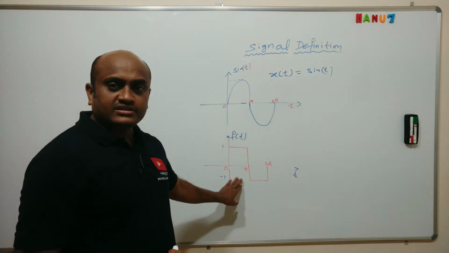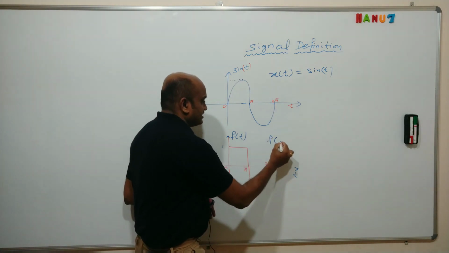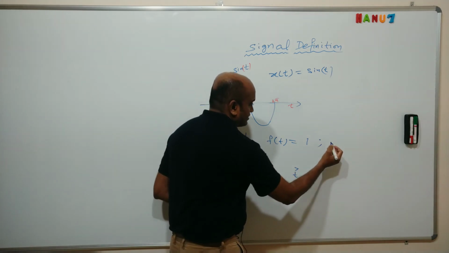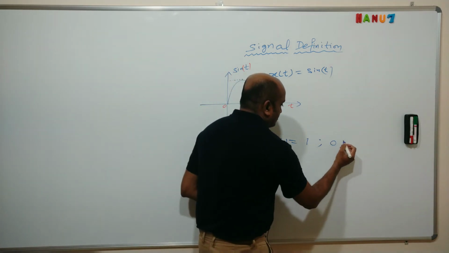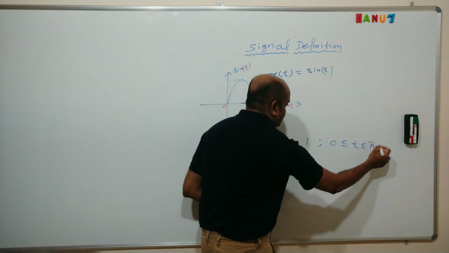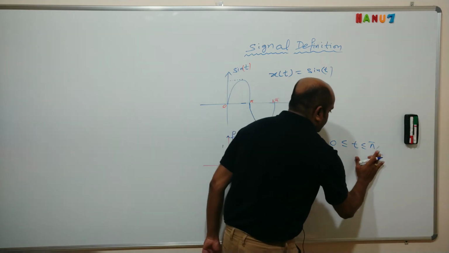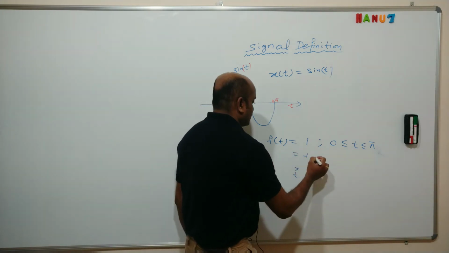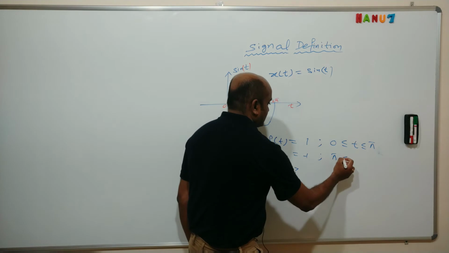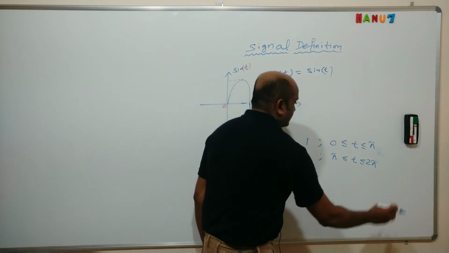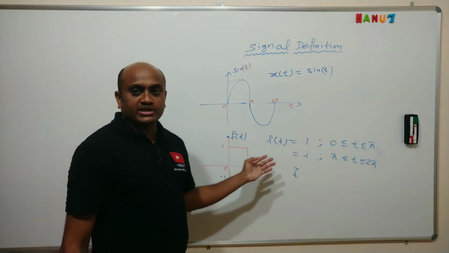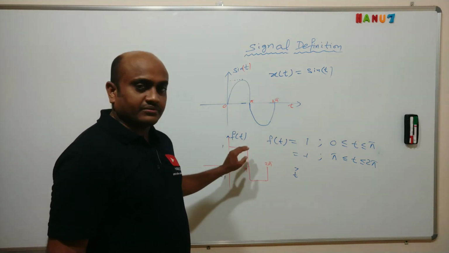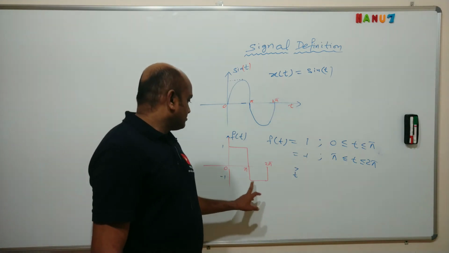Similarly here also we can write it like that. So f of t, in this case, will be equal to 1. How long is it 1? From 0 to pi. So you can write it like this: f of t is equal to 1, for 0 less than or equal to t, less than or equal to pi. Sorry, pi. And then it is equal to minus 1 for pi less than or equal to t and less than or equal to 2 pi. Like this we can write. So between 0 to pi the signal value is 1, and from pi to 2 pi it is minus 1.